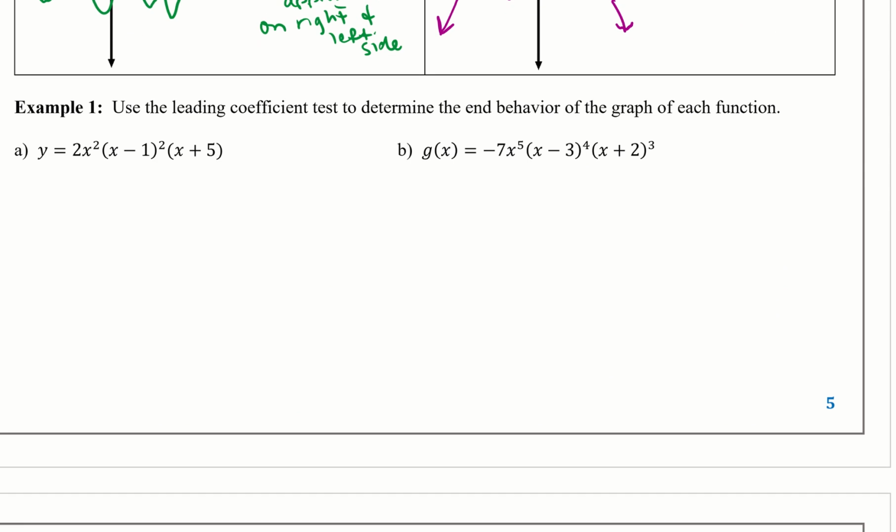So we're going to use this to determine the end behavior of the graph of each function. So what we have to think about is if we expanded this out, which I'm not going to actually expand out, but if we expanded these expressions out so that they were polynomial expressions rather than being factored forms, what would the power be? And what would the sign of that highest power be? So what would the degree be? And what would the sign of that be?